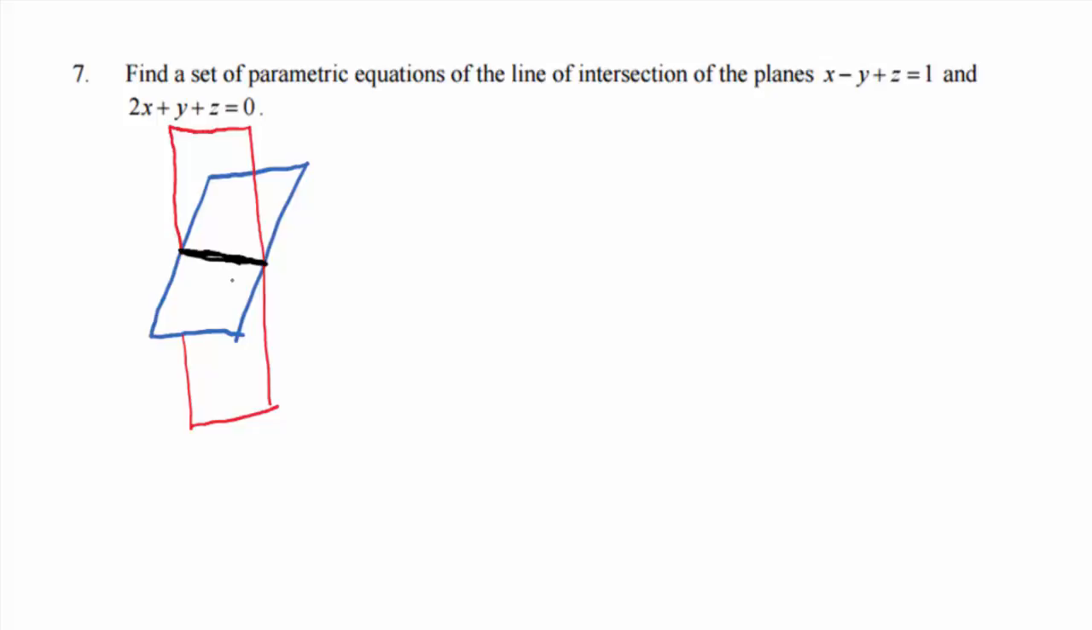So how do you find the parametric equations of that line? Okay, think about it. The points x, y, z that make up this line of intersection satisfy both equations of the two planes, right? They have to be solutions to both equations of both planes. Does that make sense? So x, y, z, if they're on the line, they are solutions to both planar equations.